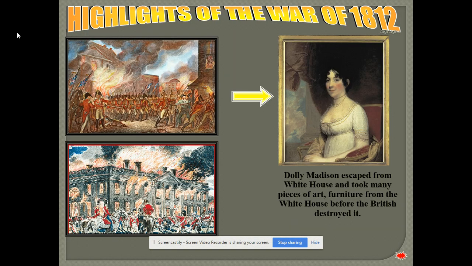Now, the British defeat an American force near the Chesapeake Bay, south of Washington, D.C. Madison commanded an artillery unit to fight against the British. The British just mopped the floor with us. There is a famous story that Dolly Madison, the first lady, escaped the White House with the famous painting of George Washington that is in the White House today.